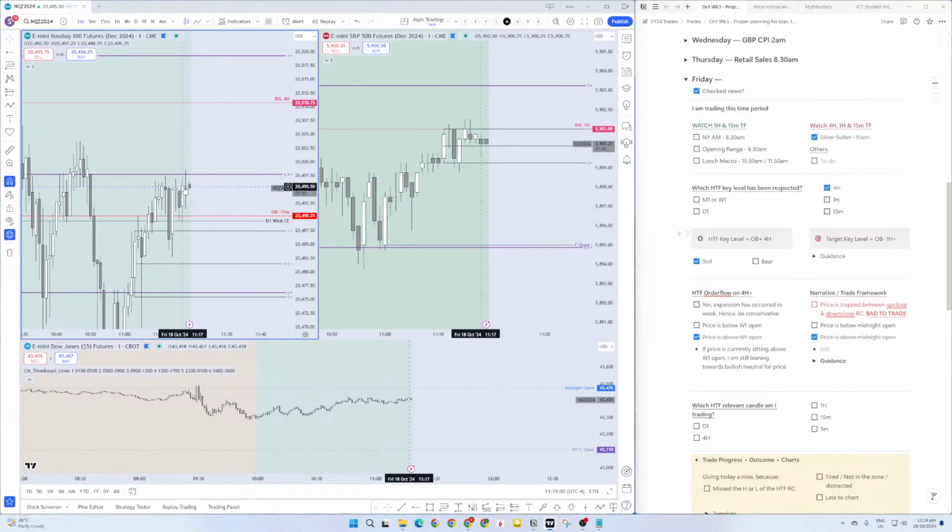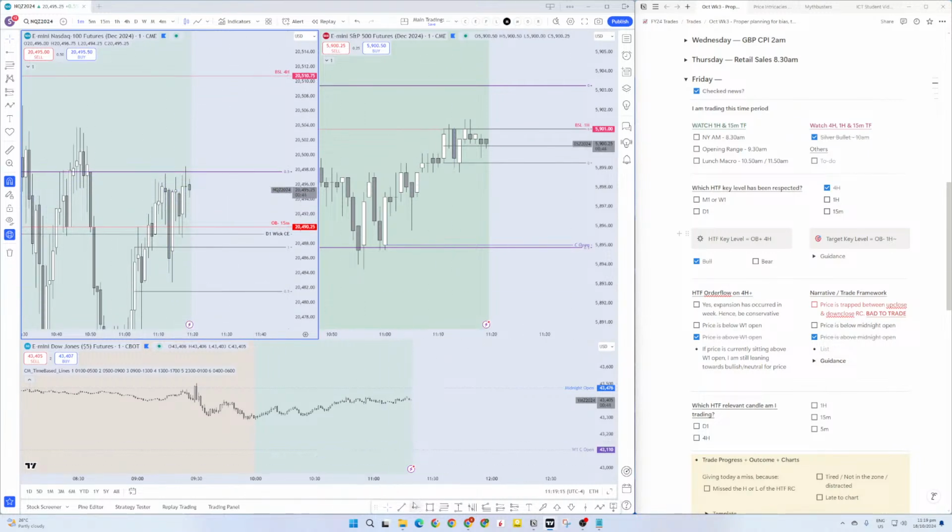Can you see that this 11:17 candle, the close is 20495.75. The high of this candle is 20495.50. Yeah, it's very specific. Can you see that this candle closes above this candle's high? And this candle also closes above this candle's high. Interesting.